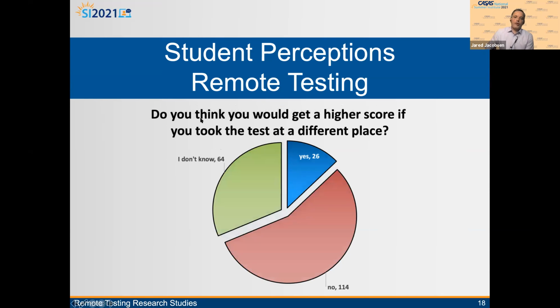Then we asked students, do you think you would get a higher score if you took the test at a different place? The vast majority said that no, they wouldn't. Only 26 students said that they felt they would get a higher score if they took the test at a different place, which, as we saw in our survey, mainly was at home. So there was a small proportion of students that said they would, and 64 said, I don't know. They really didn't have a clear opinion as to whether they would score higher or not at home.